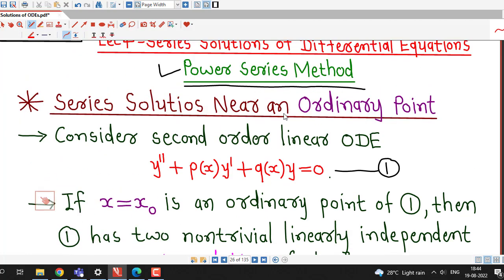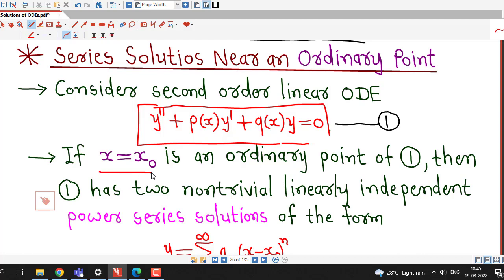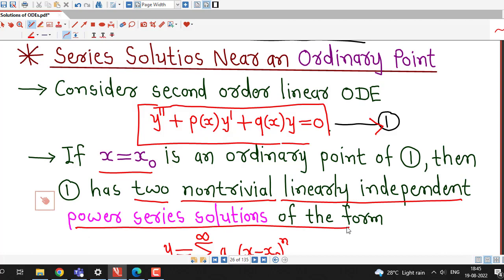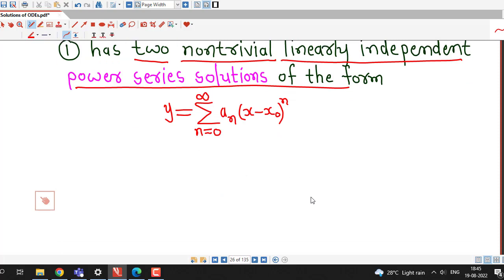We are discussing series solutions near an ordinary point. We consider the second order linear ordinary differential equation y double dash plus p(x) y dash plus q(x) y equal to 0. If x equal to x0 is an ordinary point of equation 1, then equation 1 has two non-trivial, means they are different from 0, linearly independent power series solutions of the form y equal to sigma an x minus x0 raised to n, and then we will find out y dash.